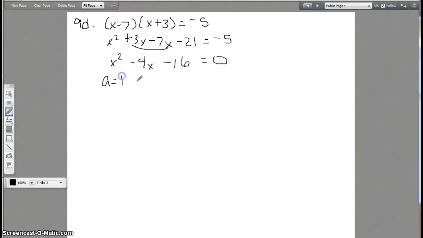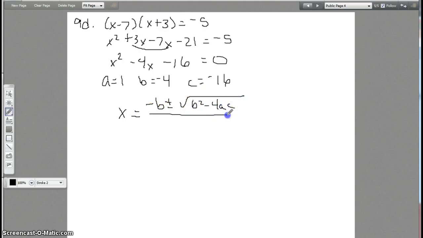Our A is 1. Our B is -4. Our C is -16. So we write down our quadratic formula, -b plus or minus square root b squared minus 4ac, all over 2a. Okay, if our b is -4, then our -b has to be a +4, plus or minus the square root of b squared.